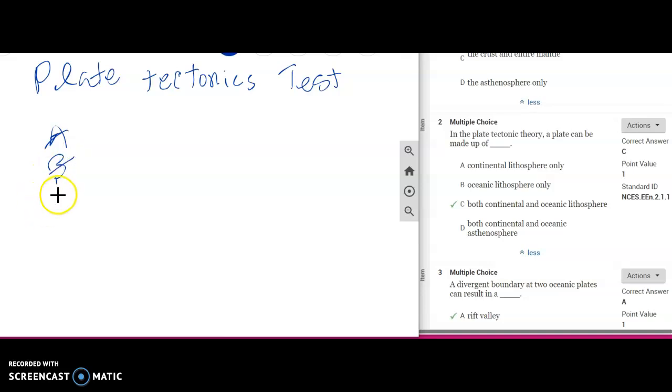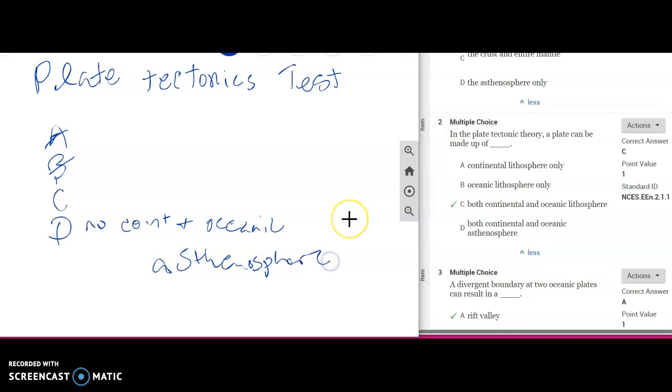If you look at D, it says both continental and oceanic asthenosphere. There is no continental and oceanic asthenosphere. It would only be your lithosphere, not your asthenosphere. So that one would be right. So the correct answer there is C.